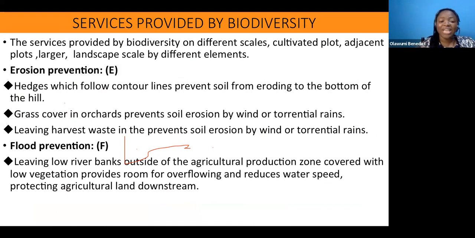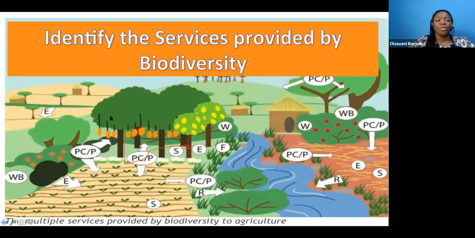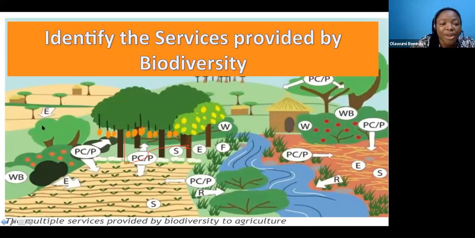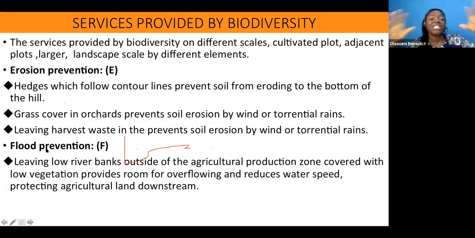So we look at E on that picture. E stands for erosion. So what are we talking about, erosion? If you look at this picture very well, where my cursor is, we'll see the different E's. What is it trying to tell us? It's saying that hedges with fallow contour lines prevent soil from eroding to the bottom of the hills.